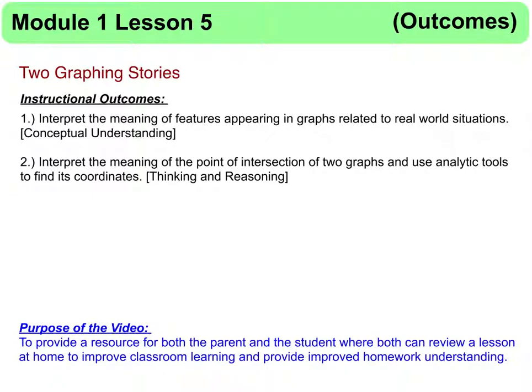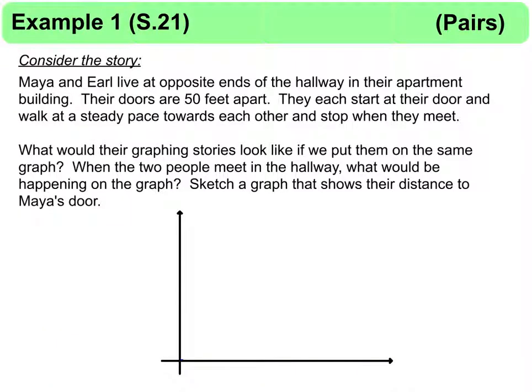The first scenario that the students look at in class is example 1, found on page 21 of their student handbook, and they offer this story for them to think about and consider in pairs. It says that Maya and Earl live at opposite ends of the hallway in their apartment building. Their doors are 50 feet apart. They each start at their door and walk at a steady pace towards each other and stop when they meet.